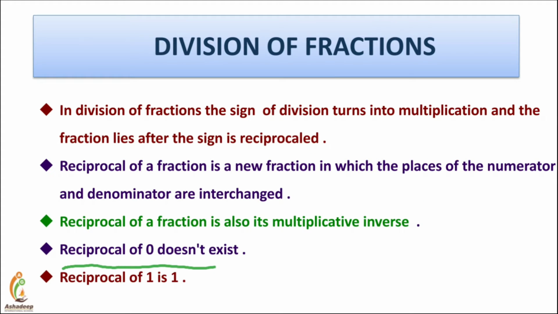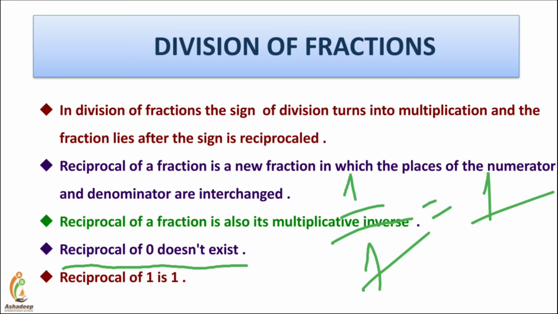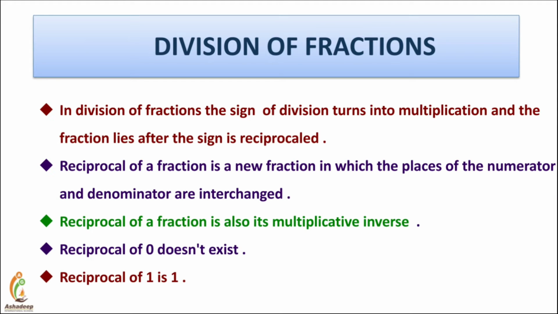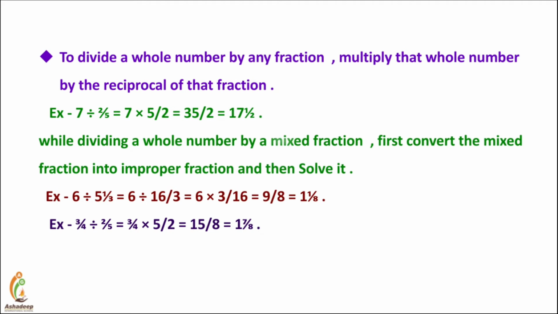Next, reciprocal of 0 does not exist and reciprocal of 1 is 1, because 1 upon 1 is also 1. So these are the basic properties of reciprocals. Then, to divide a whole number by any fraction. Now let's go with the few steps of divisions. Here first we have to divide a whole number by any fraction.